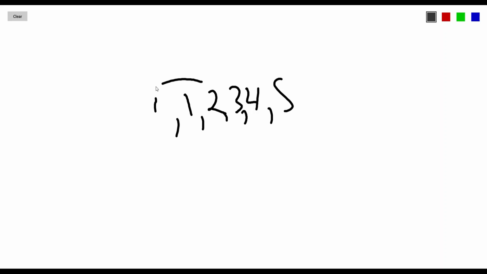The mode is the most occurring value. So if we had 1, 1, 2, 3, 4, and 5, the mode would be those 2 ones. So the answer would be just 1 for that. Again, that is the most occurring value.